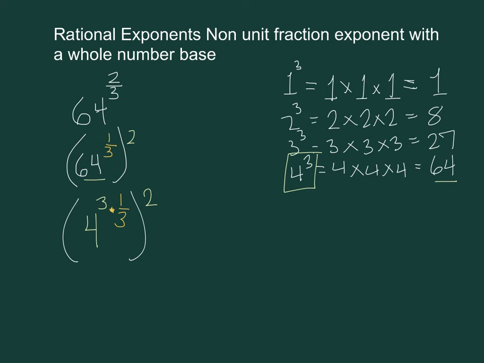Now, what's really great about this is because I have 3 times 1/3, these numbers cancel each other out, leaving us simply with 4 squared. Now that we have 4 squared, we know that that is 16. And so that is the process you want to follow. It should really only be 3 steps long, and you should be done.